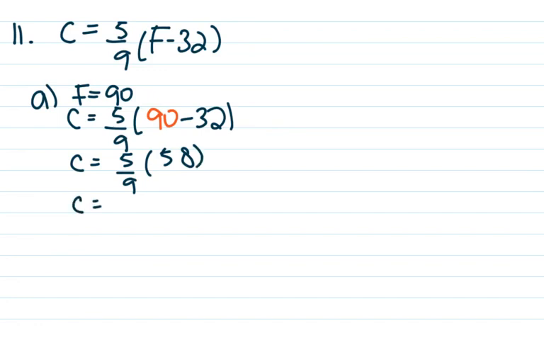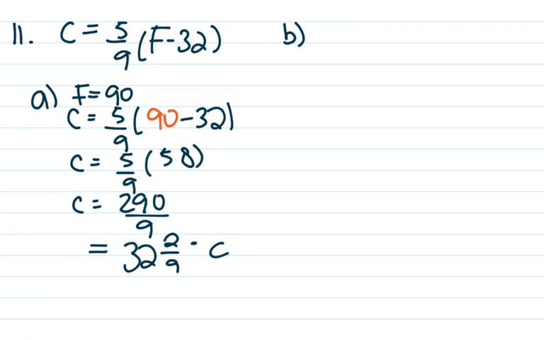So C equals 5 times 58 divided by 9, which would be 290 over 9, which is 32 2/9 degrees Celsius. B, solve for F in terms of C.